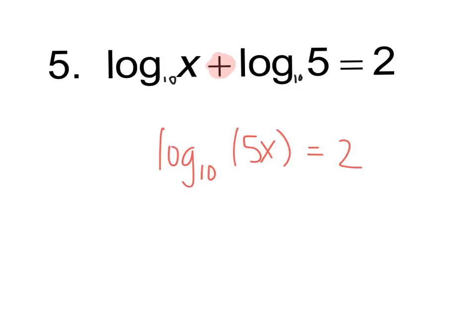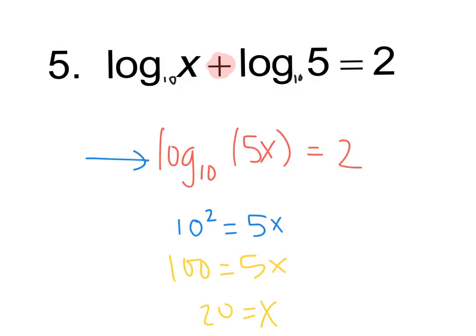What's next? Yes, then I can rewrite it as an exponential problem, that 10 squared equals 5x. Once you get to this format where you have the log of something equals a number, then you rewrite in exponential form every time. What is 10 squared? 100. So 100 equals 5x. So what's x? 20. Sweet.